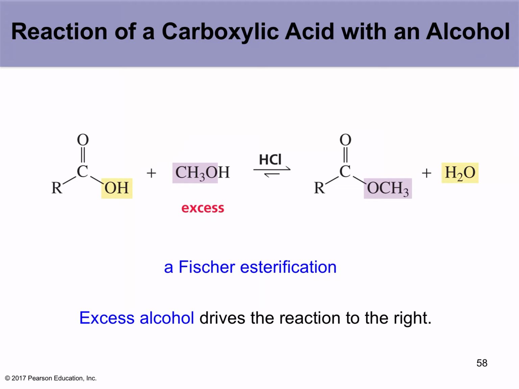Reaction of a carboxylic acid with an alcohol. So we have a carboxylic acid, we add excess alcohol. What's going to happen? We can form an ester. We call this process a Fischer esterification. Excess alcohol drives the reaction to the right. So you can add more of the alcohol, otherwise this is a reversible reaction. The more reactants you have, what's going to happen? You're going to be forming more products.